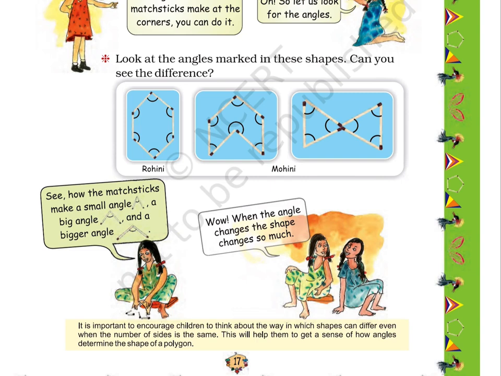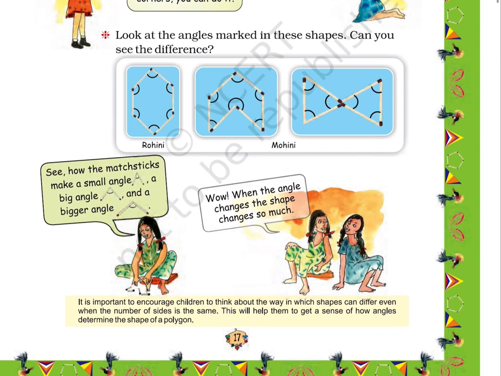We have few shapes made by Rohini and Mohini with different angles marked in the pictures. Rohini says, see how the matchsticks make a small angle, a big angle, and a bigger angle. To this Mohini replies, wow, when the angle changes, the shape changes so much.